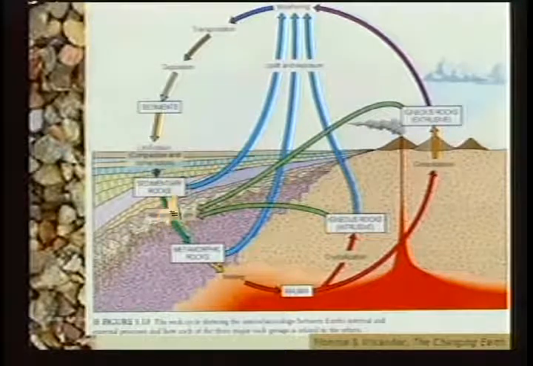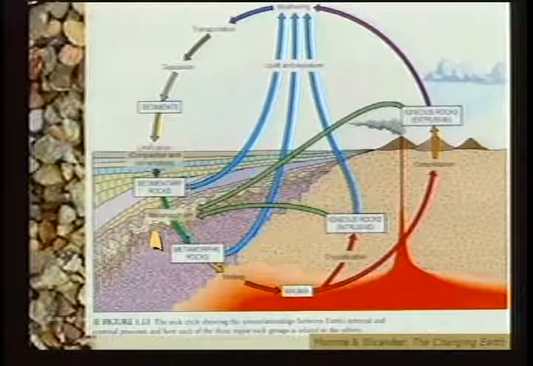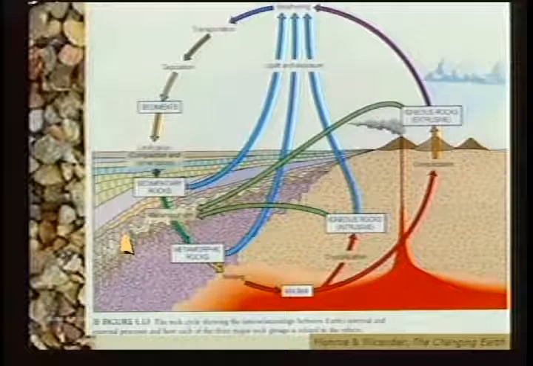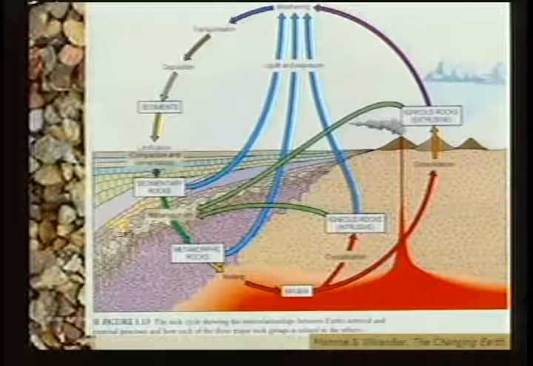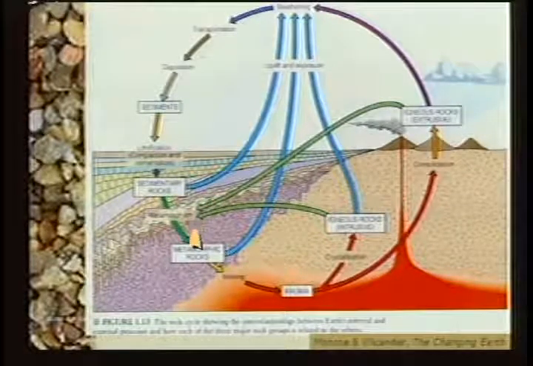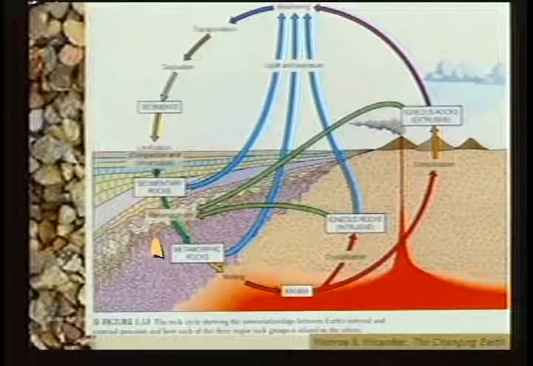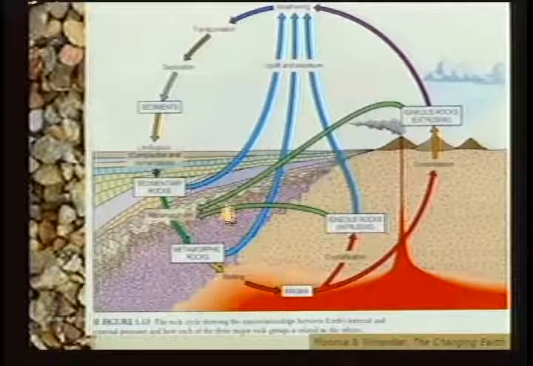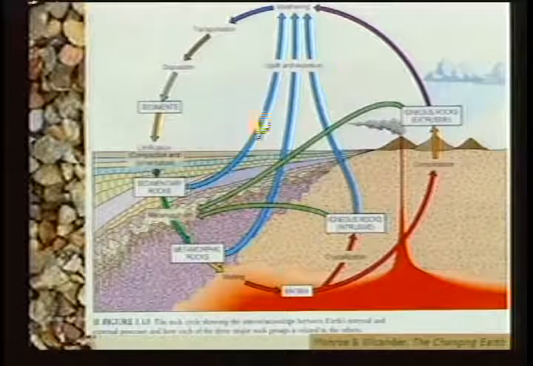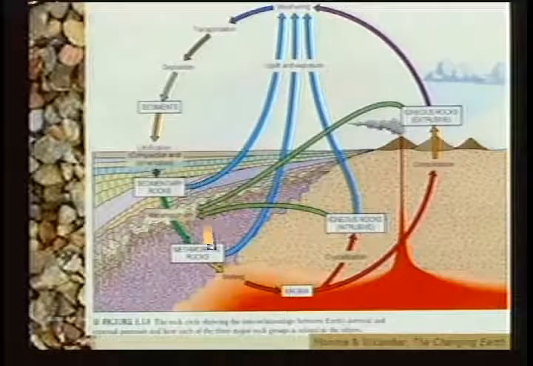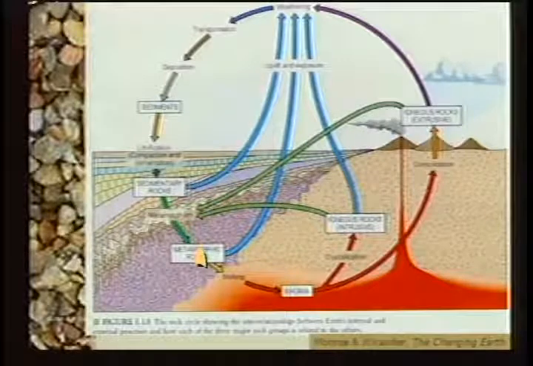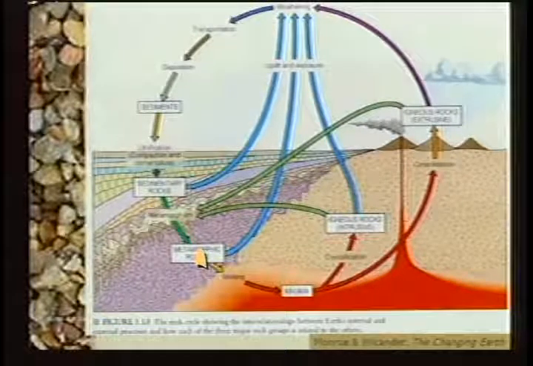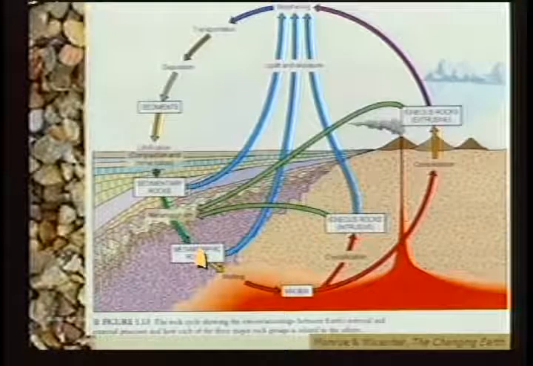Then with depth and pressure we end up with heat and pressure modifying pre-existing rock types, whether they be sedimentary, metamorphic, or igneous rocks, and forming a new type of rock, a new metamorphic rock. And again, this diagram also shows how we don't have to go through the same pathway to end up with the rocks. It's important to remember that any rock can form any other type of rock and is not limited to one pathway.